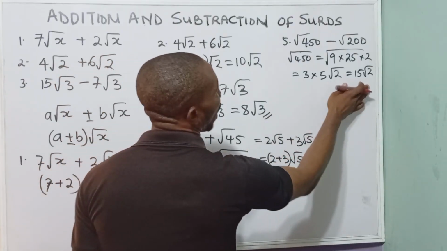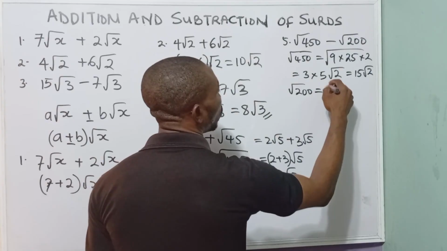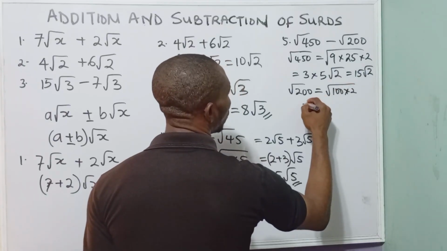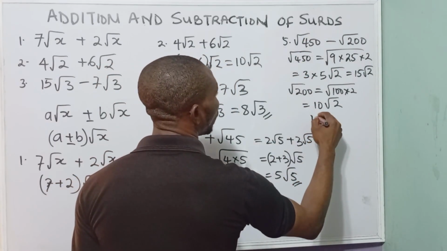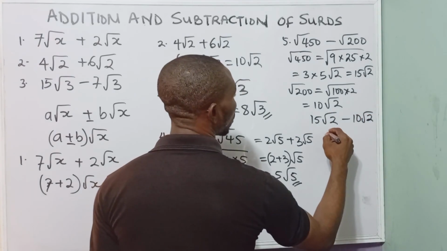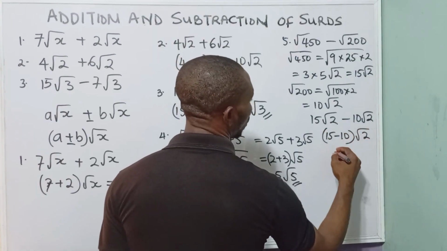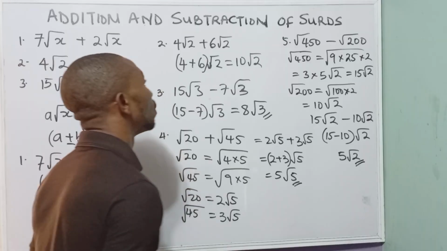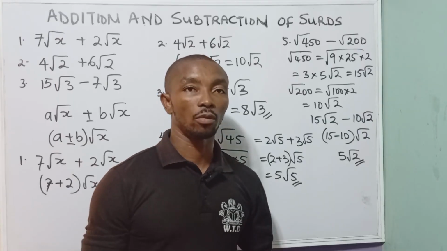Now, having that, we look at root 200, which will give us 100 times 2. So root of 100 will give us 10 root 2. Now back here, we have 15 root 2 minus 10 root 2, which will give us 15 minus 10, all in brackets, root 2. So this gives us 5 root 2 as an answer. So root 450 minus root 200 will leave us with 5 root 2.